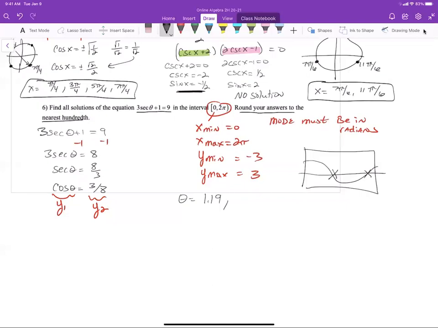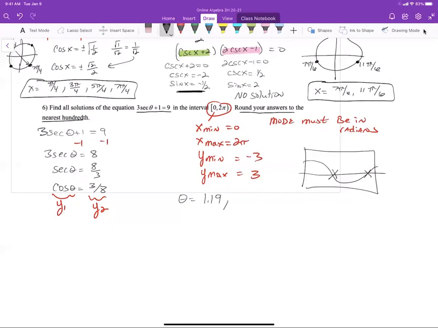And then I'm going to do it again because I need to find the second intersection. Second function, trace, which gets me to my calculate menu. Option 5, which is intersect. First curve, my blue curve. Second curve, my red curve. Great. I'm good to go.